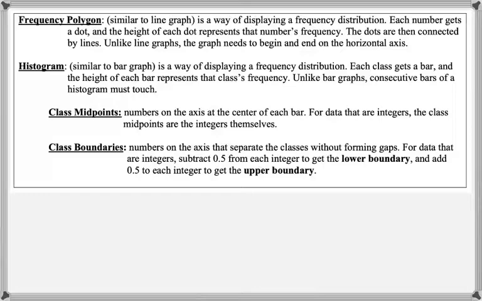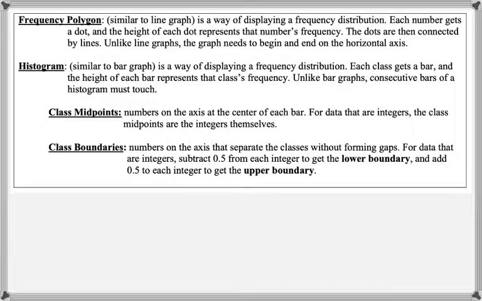The next type of graph that we're looking at is the histogram, and this is very similar to a bar graph. So each class of a frequency distribution gets a bar, and the height of each bar represents that class's frequency. And unlike bar graphs, consecutive bars of a histogram must touch.